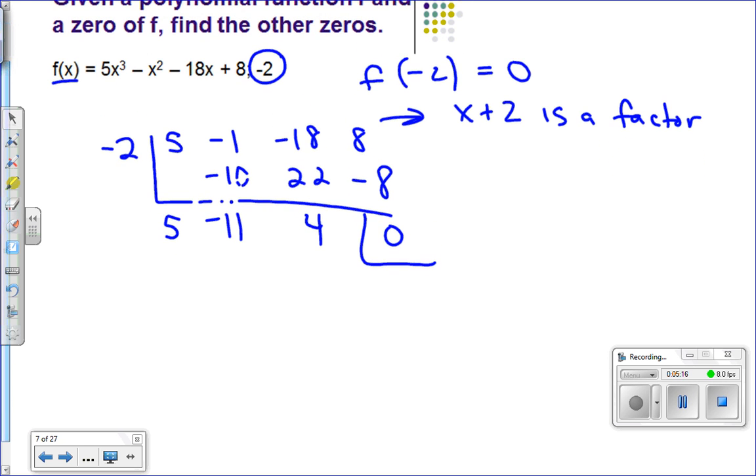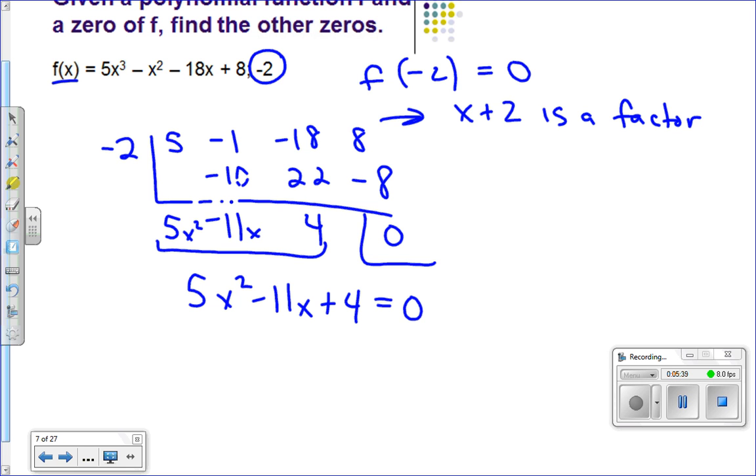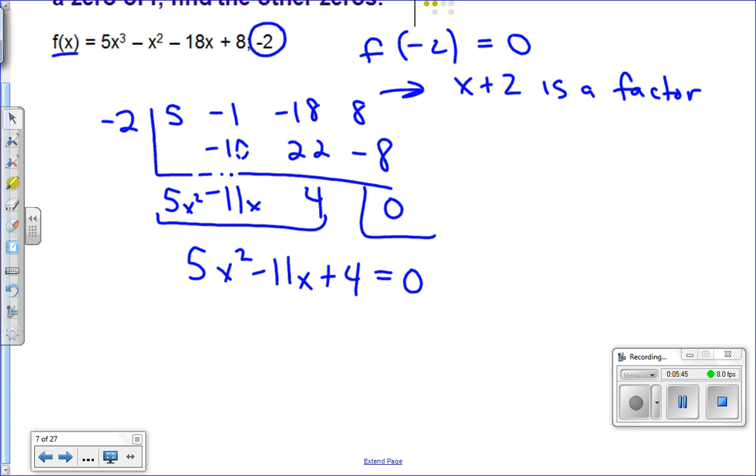So what that means is the remaining quadratic, 5x squared minus 11x plus 4, is also a factor. So if I find the zeros of this remaining quadratic, I have found the zeros for our original polynomial. I can do this lots of ways. I can look for a factor, I can use the quadratic formula. Let's check for factorability. 5 times 4 is 20. Are there factors of 20 that add to negative 11? I don't think so. So we're going to have to use the quadratic formula. Let's start that process.